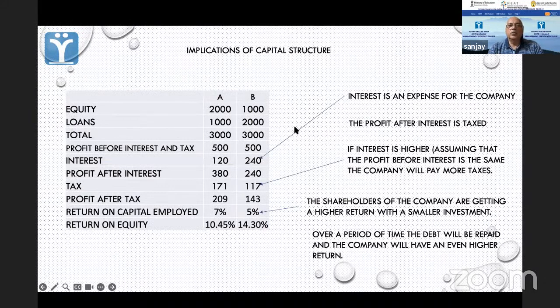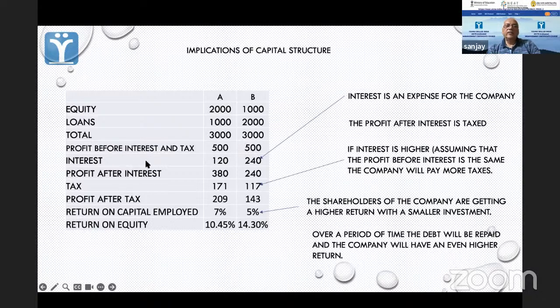So now let's look at the implications of this. What does this mean? So this is company A, this is company B, and I've just taken this a little further now. So the total in both cases, remember, is 3,000, the amount of money that they have in their hands. The profit before interest and tax for company A is 500. Let's say it's the same for both. 500 crores is the profit here. 500 crores is the profit here.